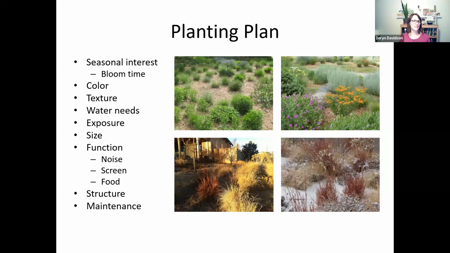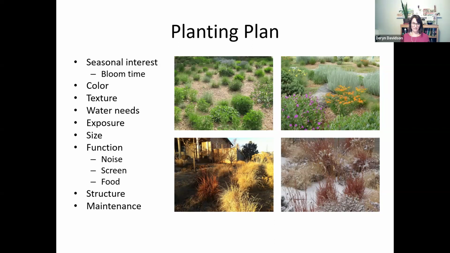When we're thinking about our planting plan, of course, seasonal interest is important. Bloom time, when are things blooming? You know, you don't want to have a garden where everything blooms in the spring and then nothing blooms after, you know, June. You want to think about color. You want to think about the texture that you're going to have. Of course, I've already mentioned this, water needs, exposure.